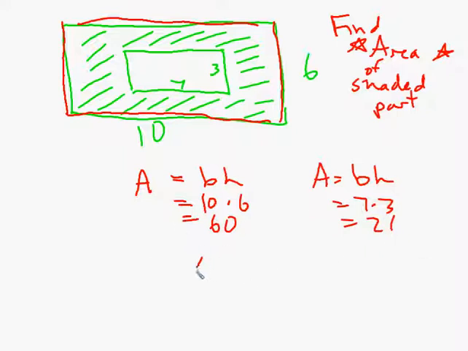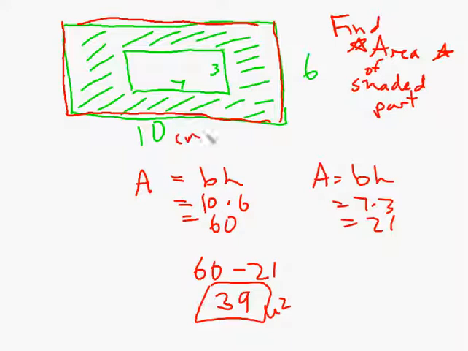And this should be units squared. I am being lazy there. Whatever the units are, if it's inches squared, if it's centimeters squared. And there's a very easy reason why. Let's say it was centimeters. I'm literally doing 10 centimeters times 6 centimeters. Centimeters times centimeters is centimeters squared. Just like x times x is x squared.